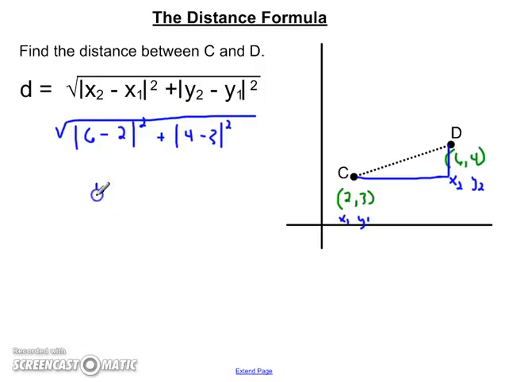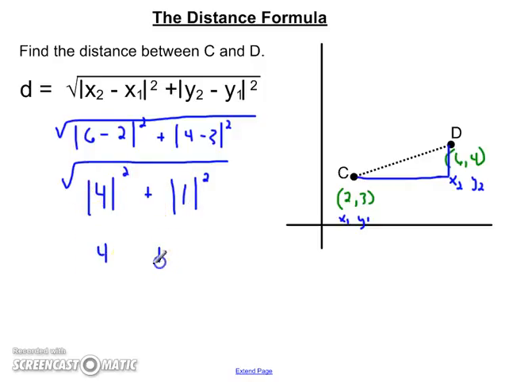6 minus 2 is 4. That will have an absolute value and be squared. I'll do that in a second. 4 minus 3 is 1. That has an absolute value, and I'll square it. And again, in the end, we're taking the square root of everything. The absolute value of 4 is 4. The absolute value of 1 is 1. I can square both of those separately. 4 squared is 16. 1 squared is 1. 16 plus 1 is 17.